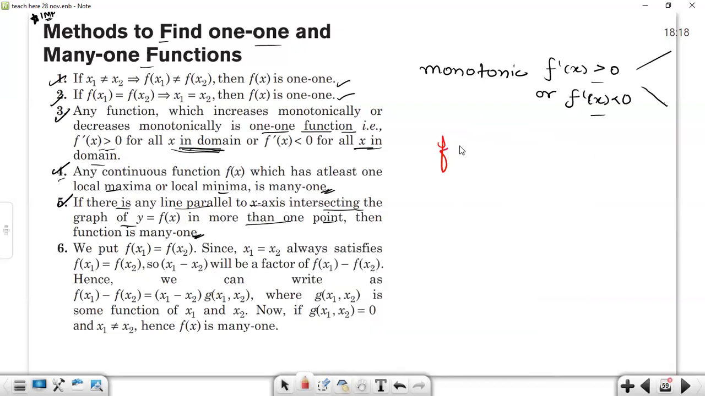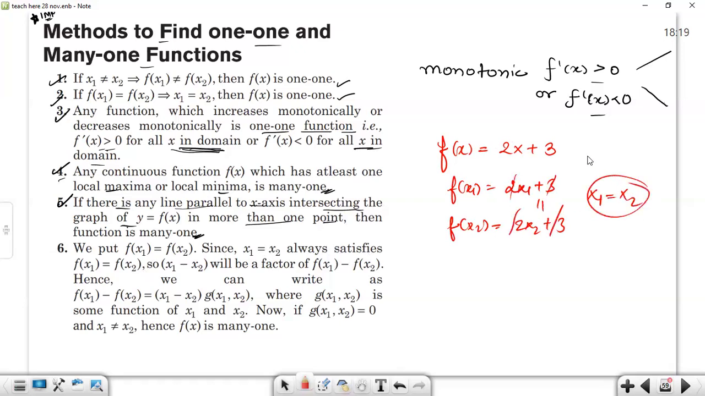And let f of x be a one-one function, so 2x plus 3. Now, if we put f of x1 equals f of x2, then x1 is going to be x2. If we put f of x1 here, it is 2x1 plus 3, and f of x2 is 2x2 plus 3. If we equate them, then 3 cancels 3, 2 cancels 2, and the result is x1 equals x2. So this is a one-one function, simple.